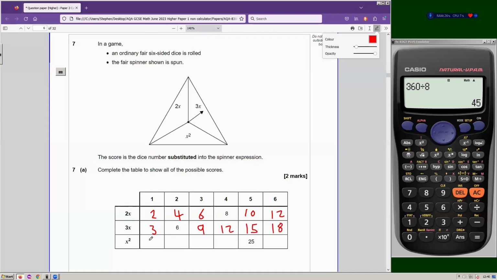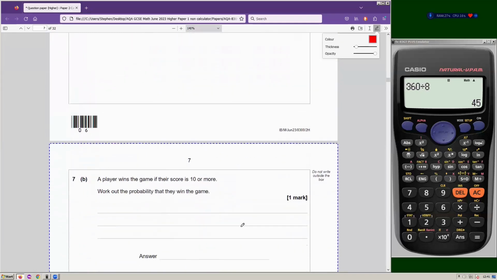This is squaring the number. 4, 9, 16, 25, and 36. Right, okay, we've done that.